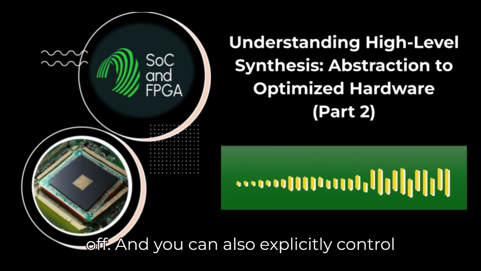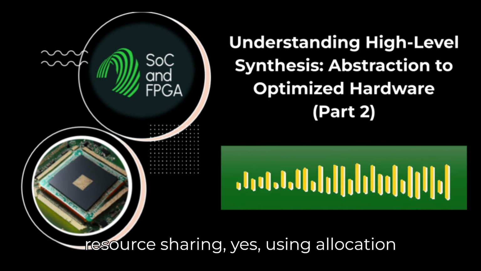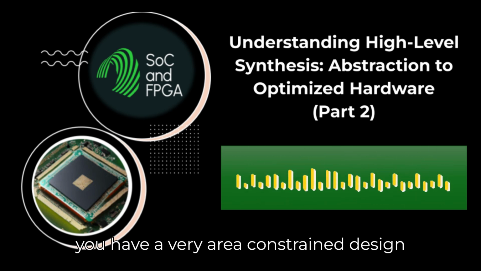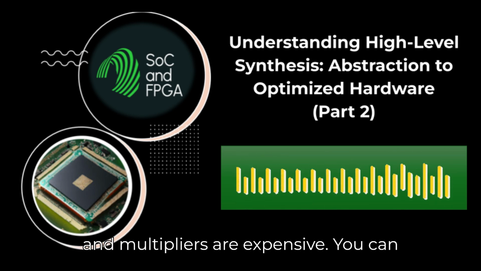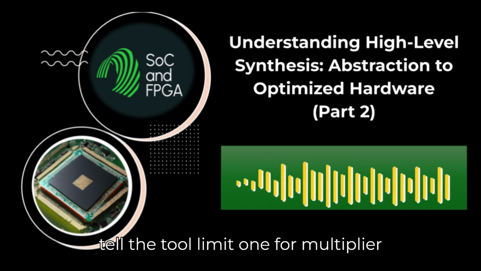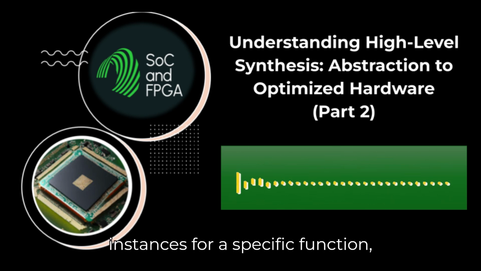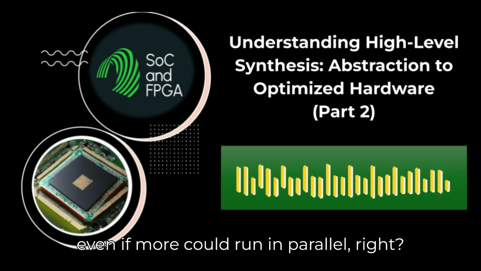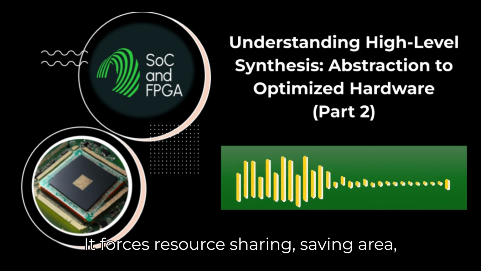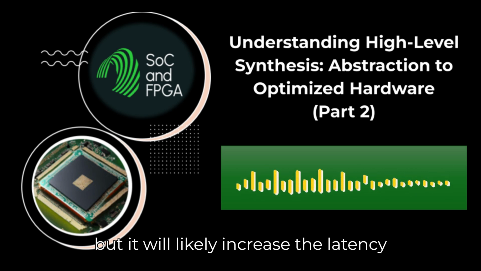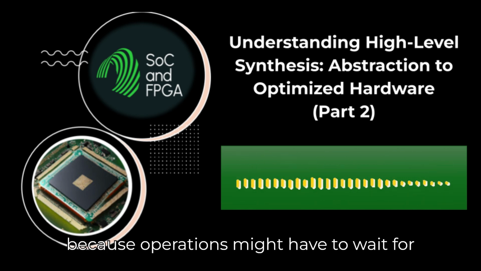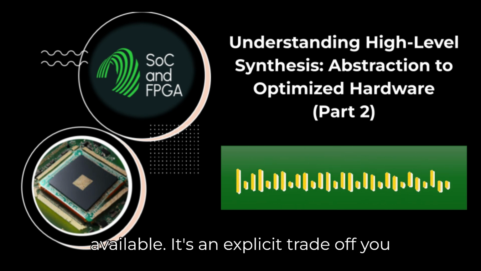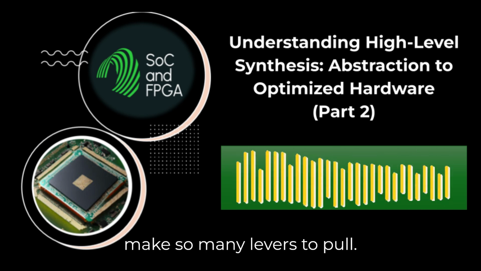Interesting trade-off. And you can also explicitly control resource sharing. Yes, using allocation directives. For instance, you might know you have a very area-constrained design and multipliers are expensive. You can tell the tool limit 1 for multiplier instances for a specific function. Forcing it to use only one multiplier, even if more could run in parallel. Right. It forces resource sharing, saving area, but it will likely increase the latency because operations might have to wait for that single multiplier to become available. It's an explicit trade-off you make. So many levers to pull.